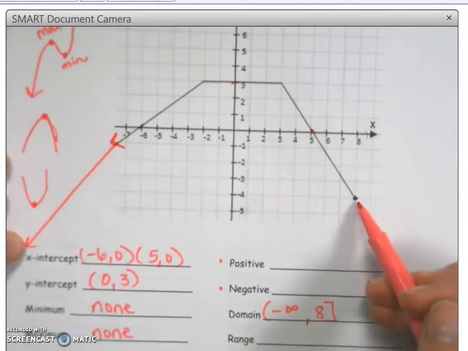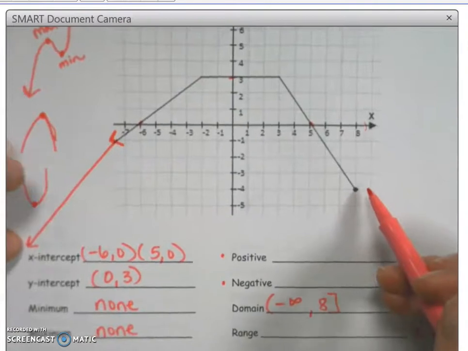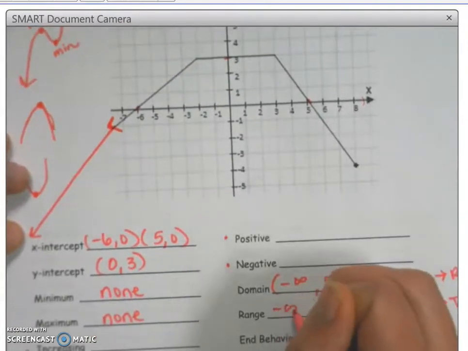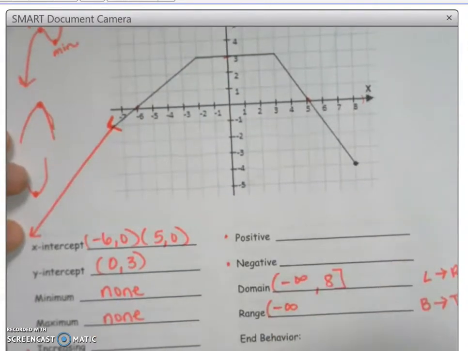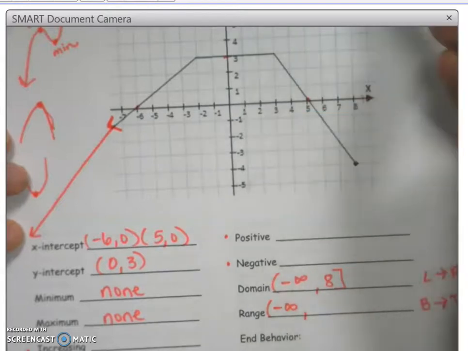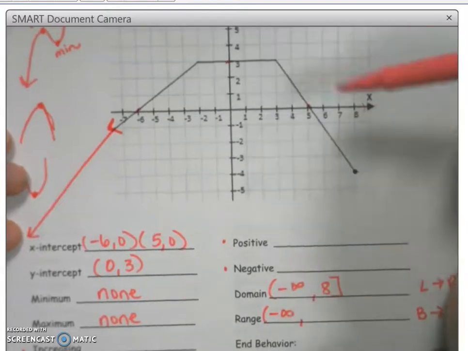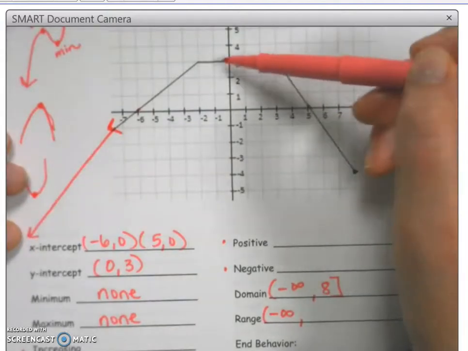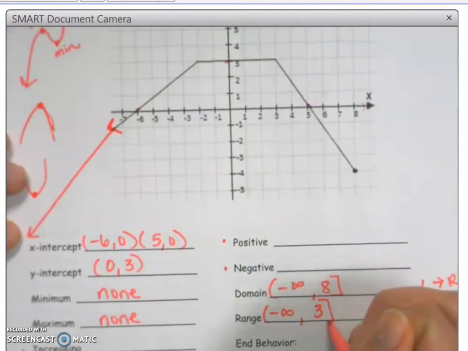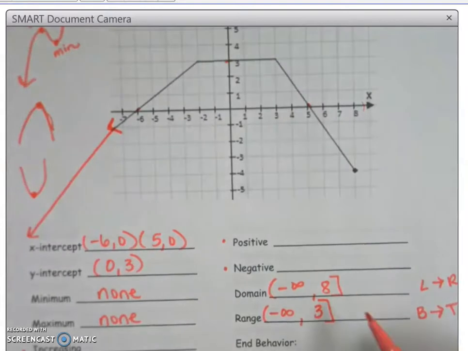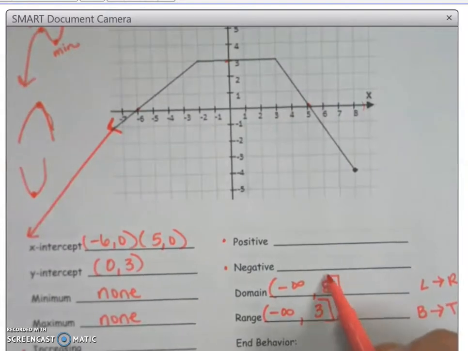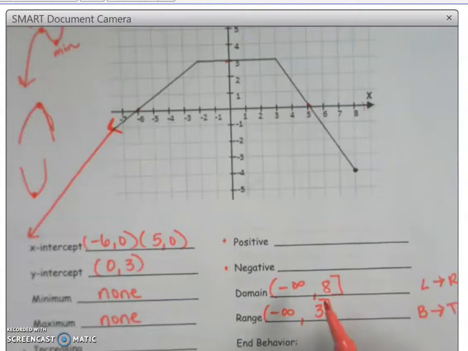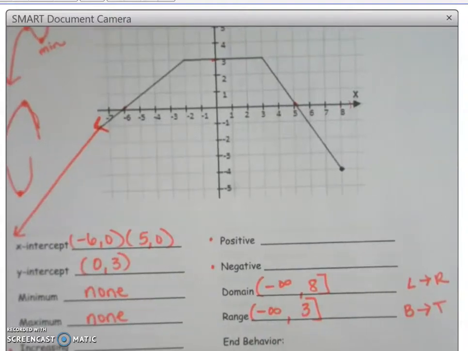This one stops at -4, which means my range is actually -infinity, because it went down forever, to, if it went up forever, that would be +infinity, but it doesn't. It only goes up to 3. 3 is as high as this function goes. Notice I did do brackets here, so anytime it stops at a number, you use a bracket, but if not, you can use parentheses. So that is domain and range, left to right, bottom to top.